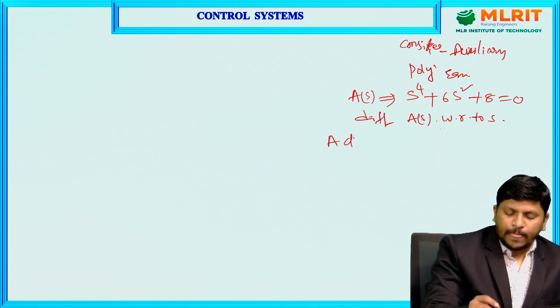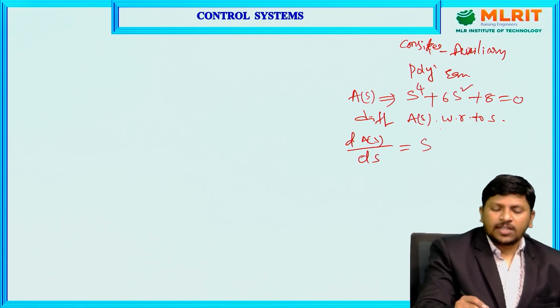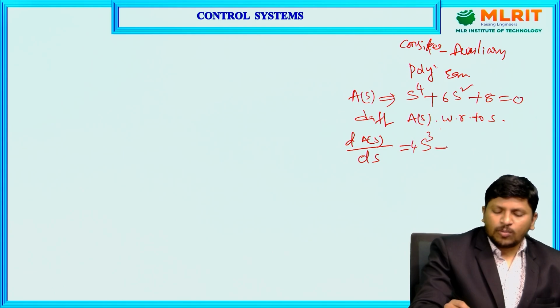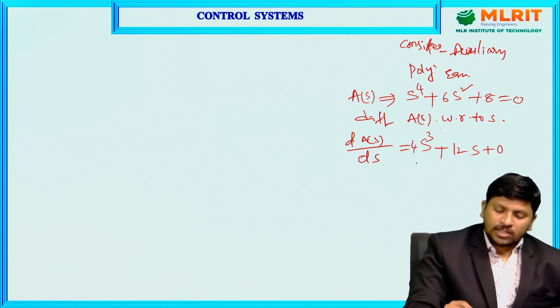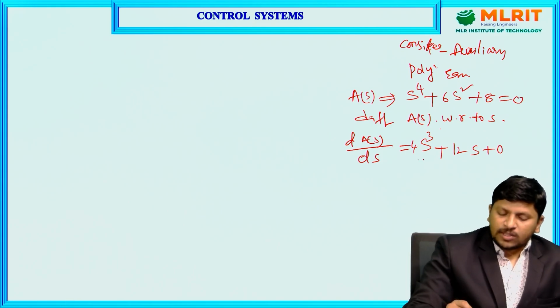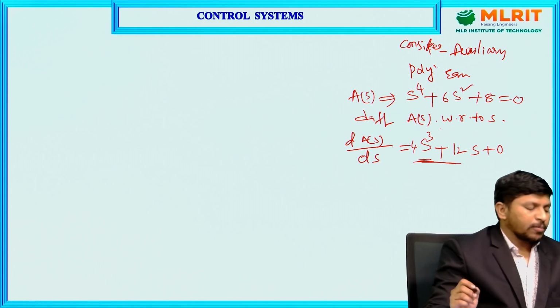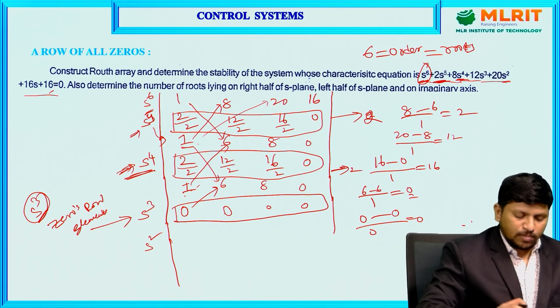Differentiating, dA(S)/dS equals the derivative of 4S cube plus 12S plus 0. So the S cube coefficient is 4, and the S power of 1 coefficient is 12. These are the elements of the S cube row.